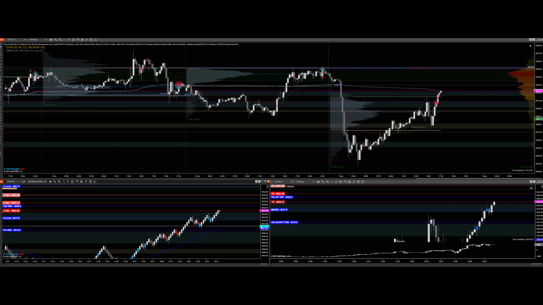Corn Dog, just see the weekly VWAP. Yes, Corn Dog is pretty impressive.